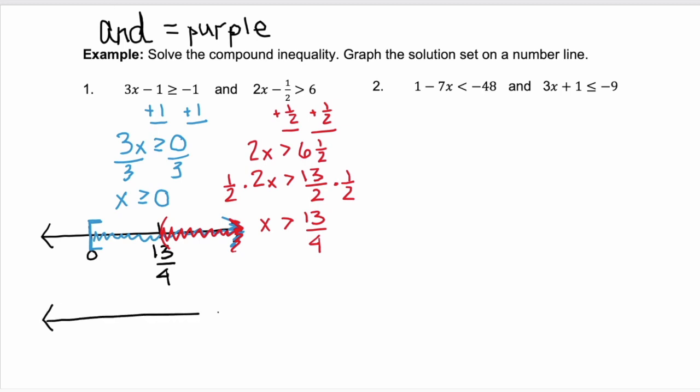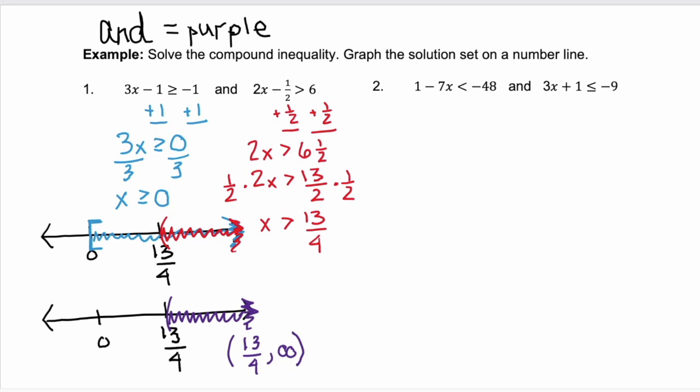Okay, we need another number line because we need to transfer our answer for these inequalities to one number line. Remember I told you that and equals purple? Well, an and inequality is saying that the solution has to work for both inequalities. So it needs to satisfy the blue and the red. And what happens when you mix blue and red? You get purple. So our solution is every place on our number line that we have blue and red. So we have to have purple. And blue and red is everywhere from 13/4 to the right. Or if we needed interval notation, it would be a parenthesis at 13/4 all the way through to infinity.